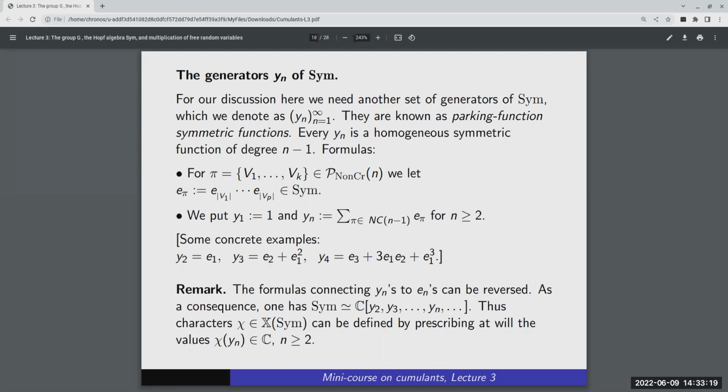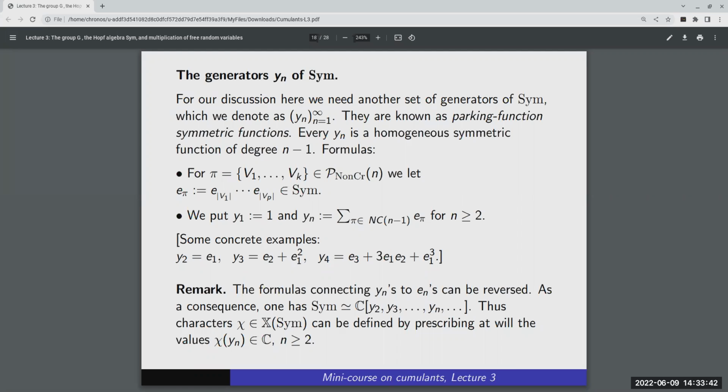And this has the perk that if I want to define characters of SIM, instead of saying that I prescribe them on the e's, I'll say that I prescribe them on the y's. So I prescribe the values chi of yn, starting with n at 2, and this will give me a character of SIM.